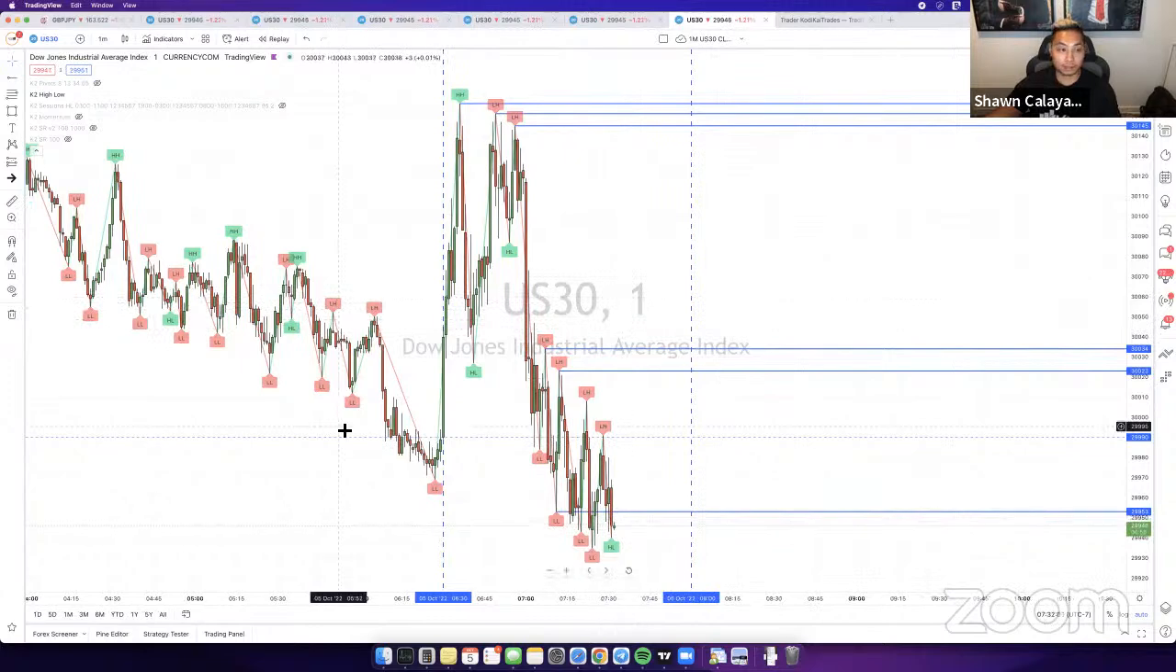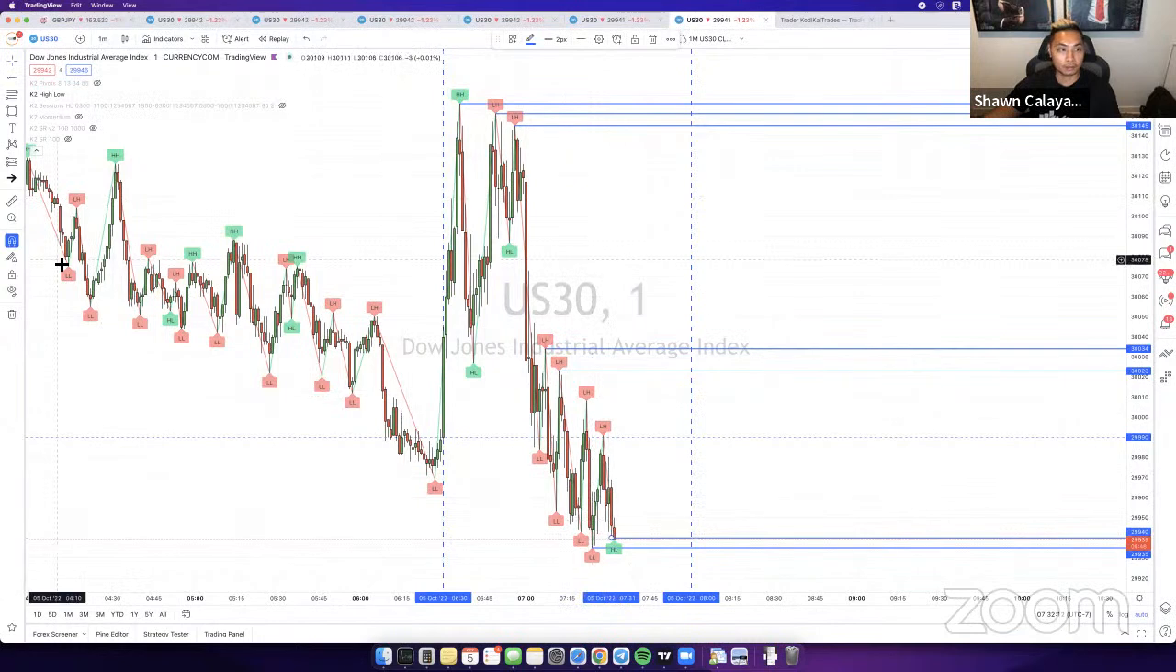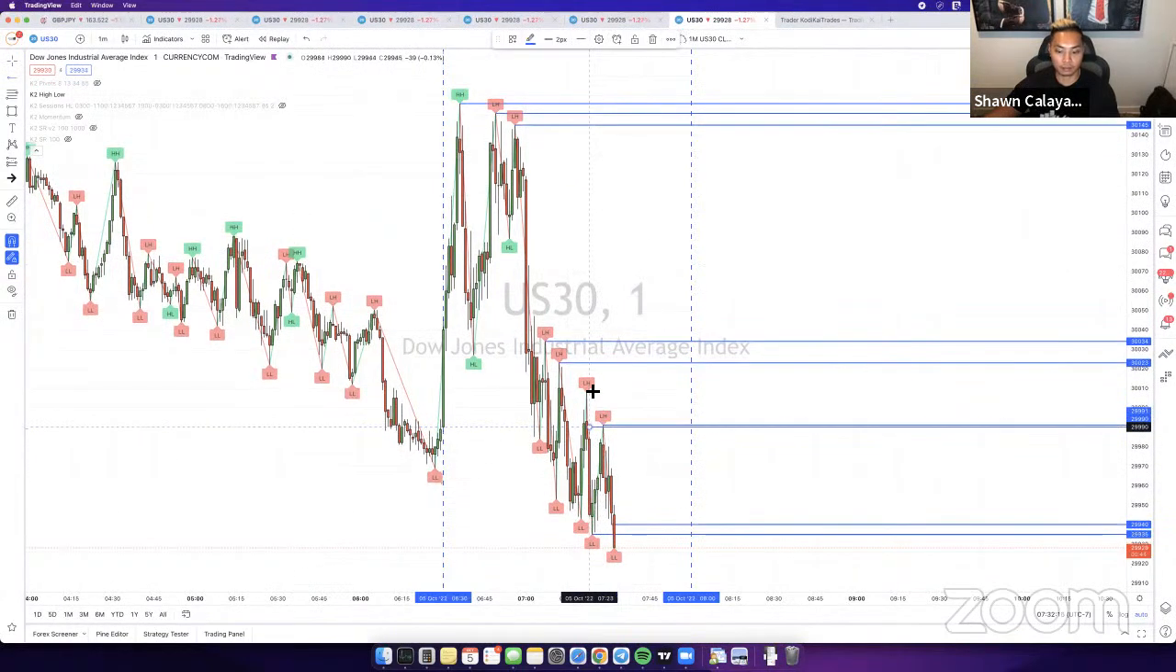So there's nothing for us to take right here, guys. Let me go and just make some changes right here real quick. I mean, it looks like price is attempting to squeeze at least a little bit.